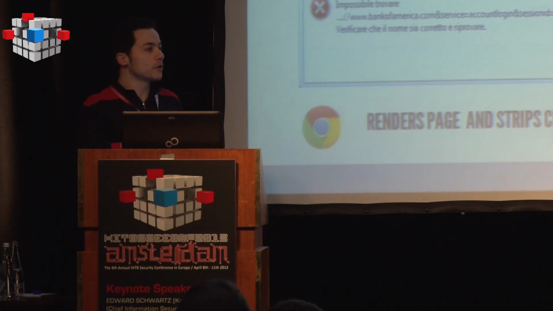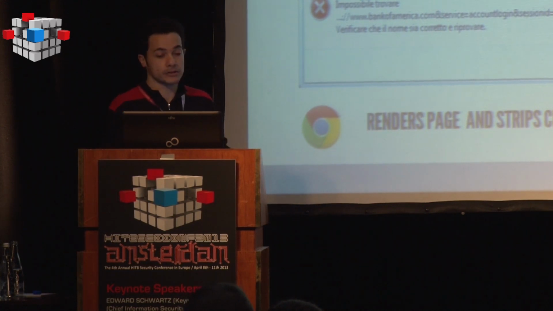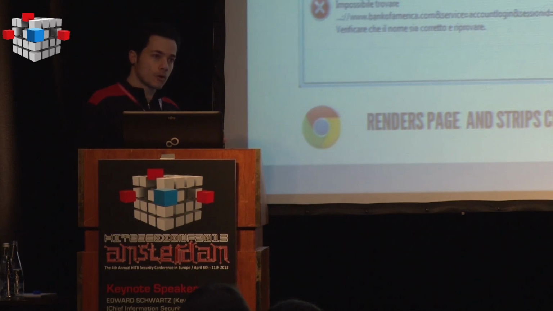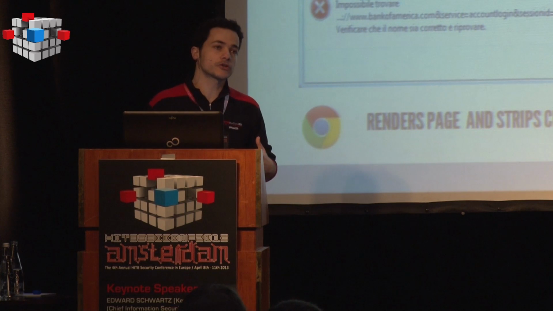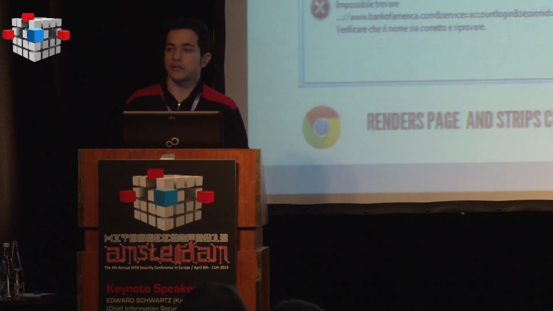Internet Explorer took a more drastic approach by completely disabling URL resolution for URLs with embedded credentials. Chrome took another approach. It renders the page and strips the credentials from the location bar, so giving the user a clearer perception of the domain he's visiting.